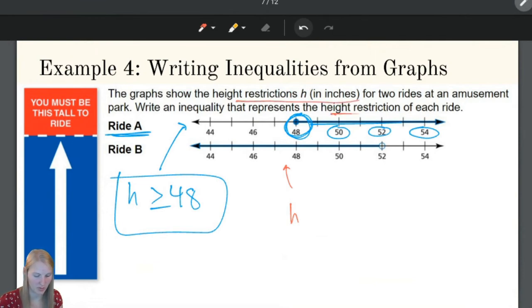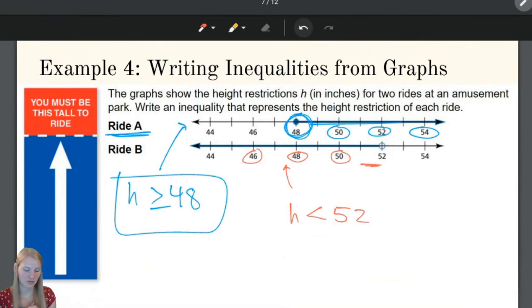Write an inequality that represents the height restriction, and the height restriction is h. So we're just doing what the problem told us to. Okay, so we have h, and here the number we care about is 52. Now I'm going to look at which way the arrow is pointing. It's pointing towards 50, 48, and 46. 50 is less than 52. 50 is smaller than. So we're going to have h is less than 52.